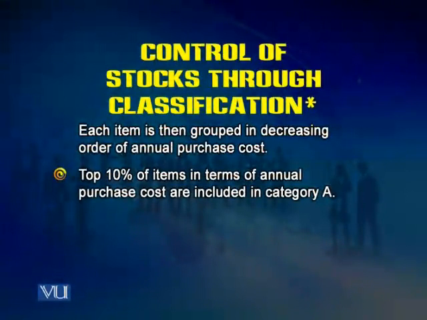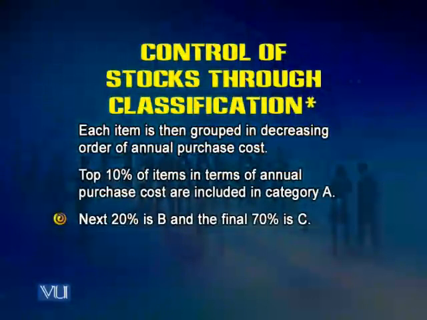The top 10% of items in terms of annual purchase cost are included in category A. Once the list is there of all the items, quantities expected, prices, value, in the order of cost, you can take the top 10% of the items. So we said that if we have 1,000 items in store, then you will take the top 100. That's the 10%. Top 100, what is the cost? Calculate the cost, and that will be category A. So category A will contain the highest costs, and it will contain 10% of the number of items.